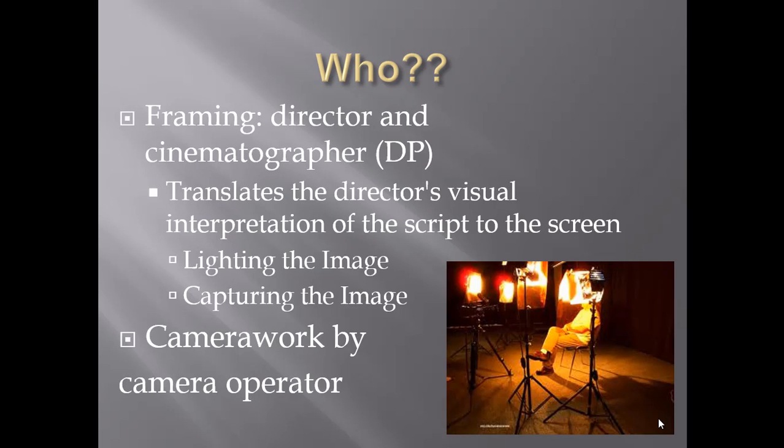Then it explains who is in charge of cinematography. As regards framing, the director and the cinematographer, or DP, agree on the composition of the frame, and the DP translates the director's visual interpretation of the script to the screen by lighting the image and capturing it. And the camera work is done by the camera operator.